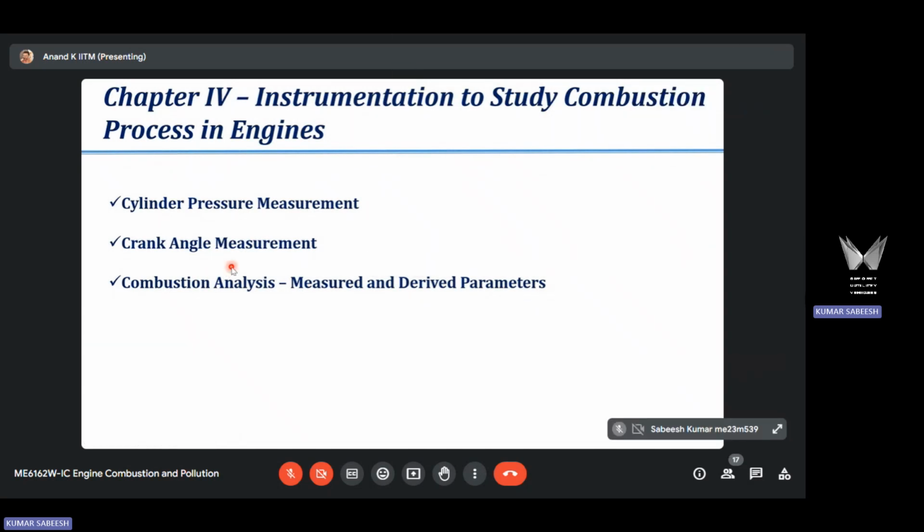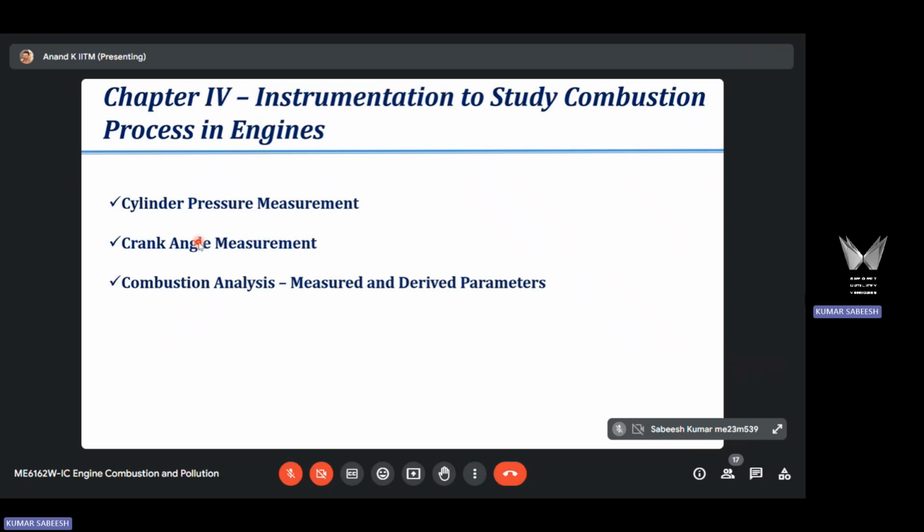Okay, so welcome back. We are in chapter 4. We are discussing instrumentation to study combustion process in engines. So in this chapter, so far we discussed how to acquire the in-cylinder gas pressure signal using a pressure transducer. We discussed how to acquire the crankshaft angular position using an optical encoder. We have also discussed how to get compression TDC position. That is a reference for counting the crank angle. You need a reference for measuring the angle. The standard reference is compression TDC point. So we discussed what methods are available to get the compression TDC information.